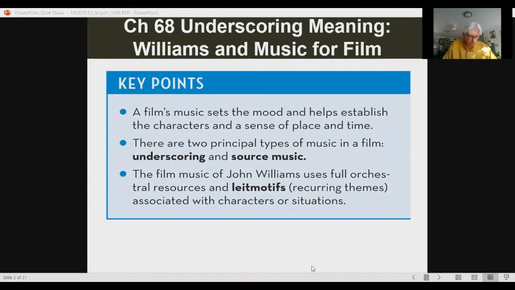You can find examples of film without music and notice the difference. And gee, all you have to do is turn the sound off. And it's like, well, how boring is this?